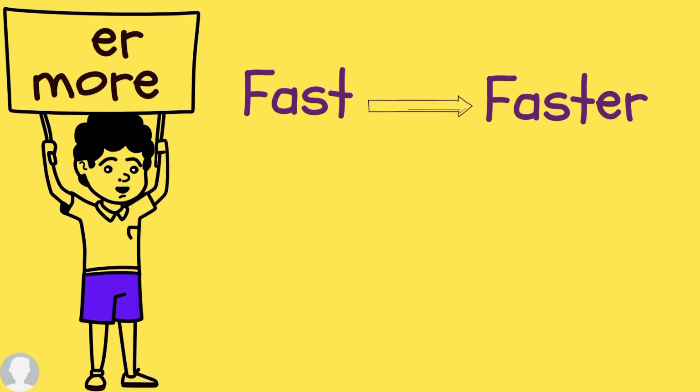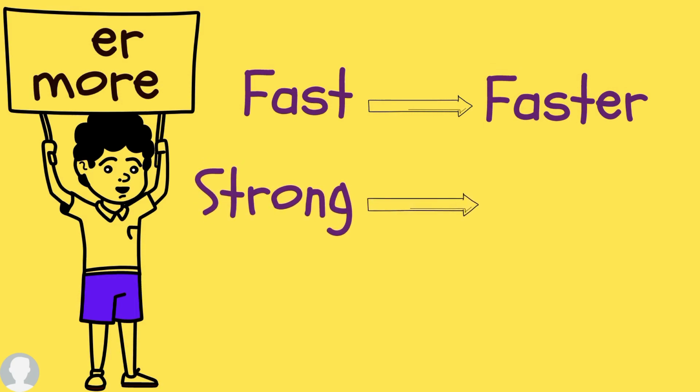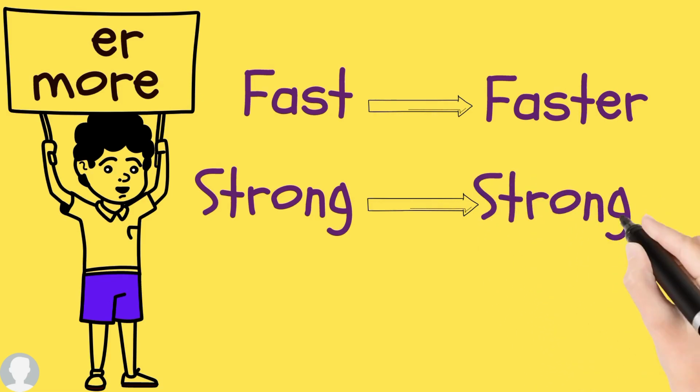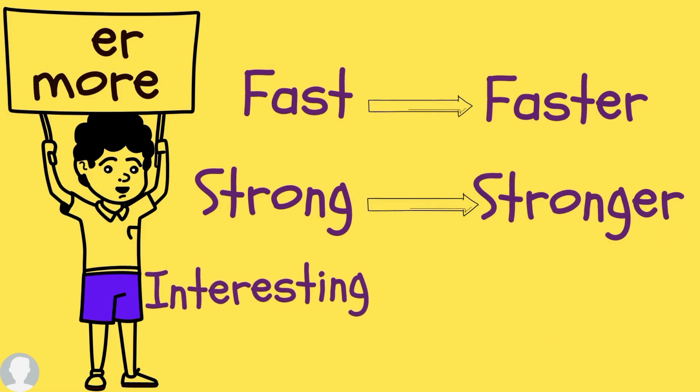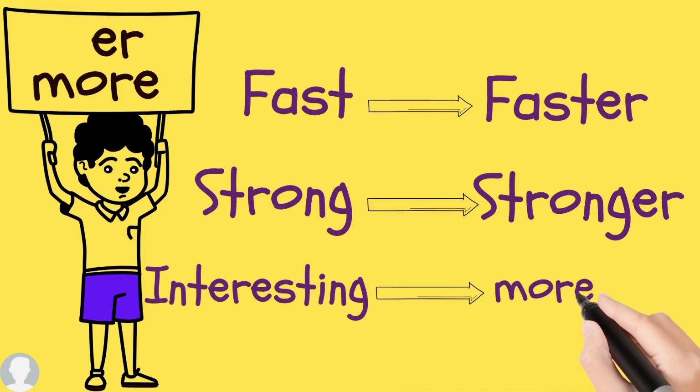To form regular comparatives, we add -er for one-syllable adjectives, or the word "more" before the adjectives which have two syllables or more than two syllables. Fast becomes faster. Strong becomes stronger. And interesting becomes more interesting.